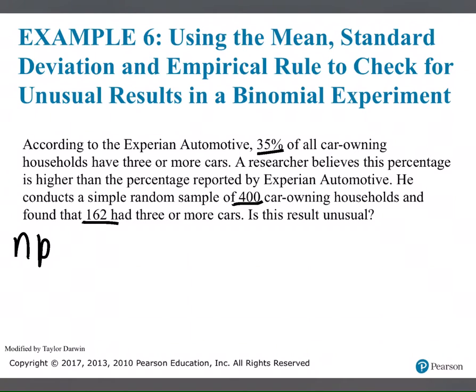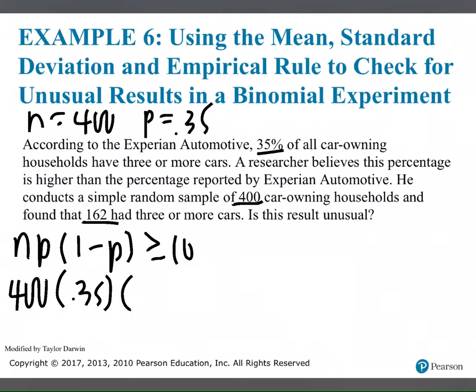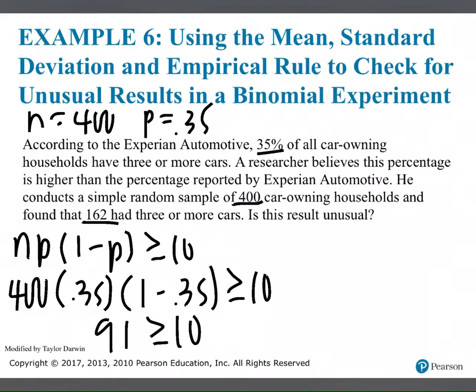And so we're going to use this rule. N times p times 1 minus p needs to be greater than or equal to 10. My n is still 400. My p is 0.35. So I'm going to go ahead and plug in this information. This is basically your standard deviation before you square root it. So it's your variance formula. But anyways, that 91 is greater than or equal to 10. So this basically tells me that my data is normal and I'm good to use the empirical rule.